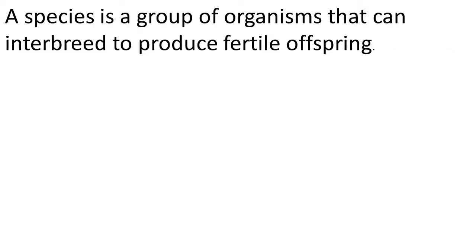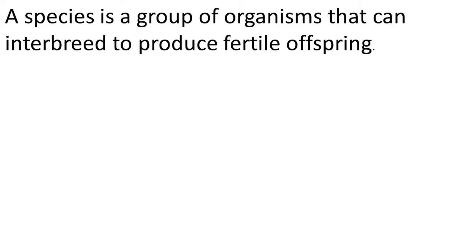What is a species? Now that might sound like an easy thing to define, but it's not. It's very difficult. A zoologist would disagree with a microbiologist, and they would disagree with a botanist, and so on. But there is a general definition, and this is it. A species is a group of organisms that can interbreed to produce fertile offspring.